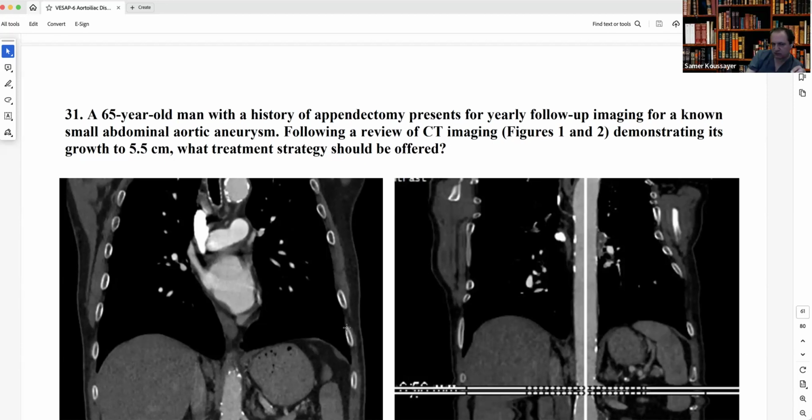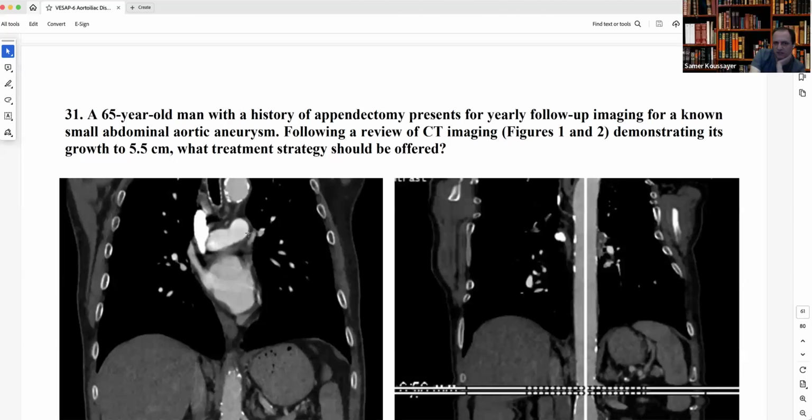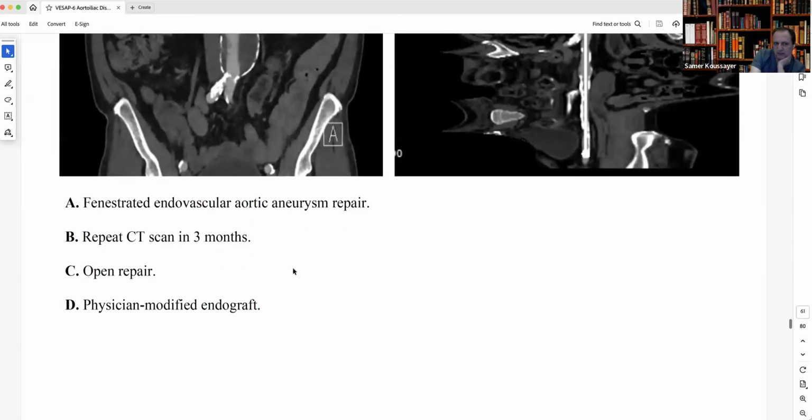What's the best treatment? Open repair. Yeah, that's it. So what should be offered? Yes, you can do any of them, but usually the best option for him will be open repair. You can do fenestrated, all the things, but 65 with good risk factors, I think open repair is the best choice.